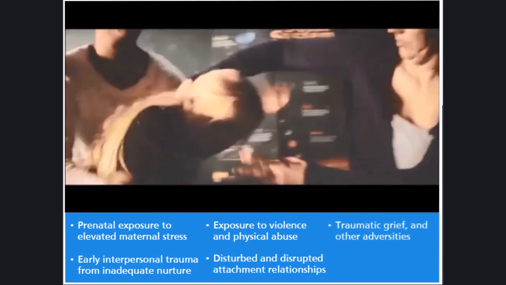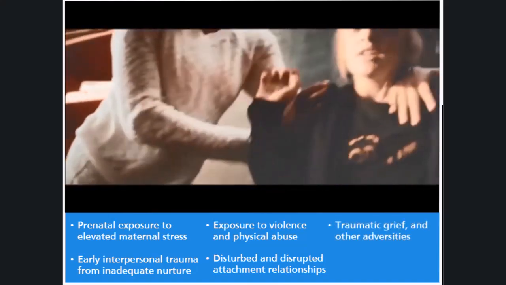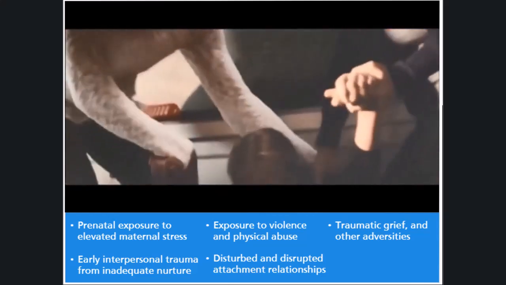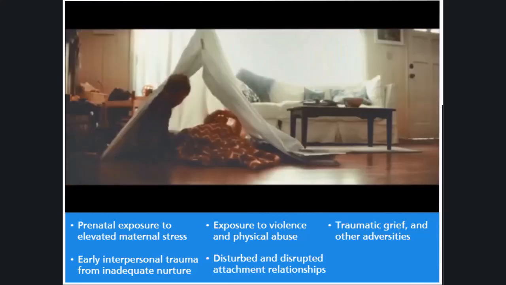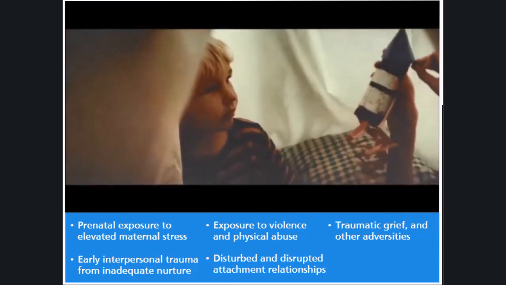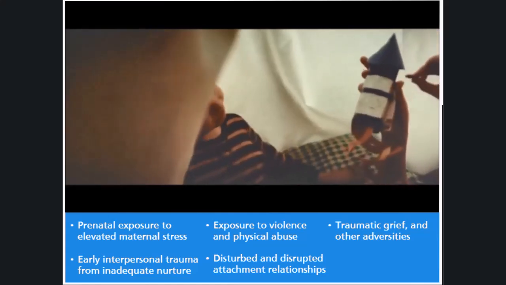In the video of Zoe's story, we witnessed the impact of many risk factors. Zoe likely experienced prenatal exposure to elevated maternal stress and early interpersonal trauma from inadequate nurture, exposure to violence and physical abuse, disturbed and disrupted attachment relationships, traumatic grief, and other adversities. One of the most positive relationships in her life was with her baby brother, and separation from him withdrew a primary protective factor in her life.